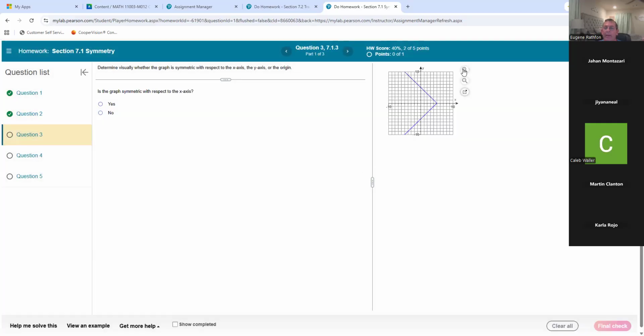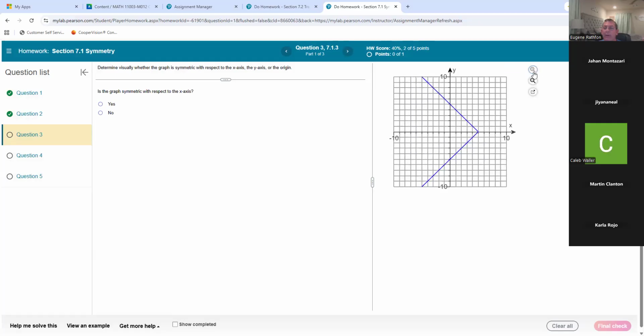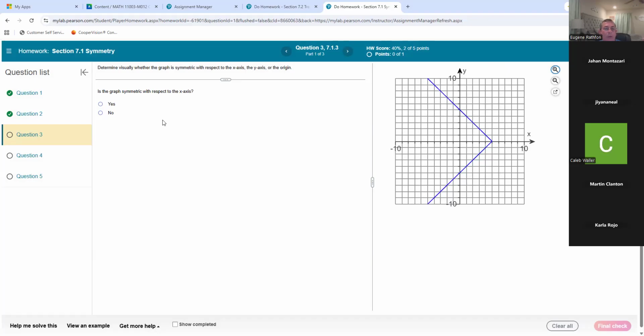All right, let's see what we got here. All right, y'all. So this is going to go one by one. Is that graph symmetric to the x-axis? Yes or no? All right, so y'all got yes on that one. So y'all, you're going to put yes and then check that.